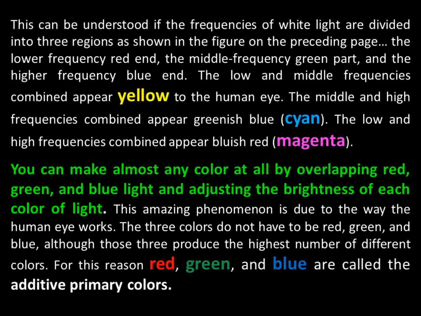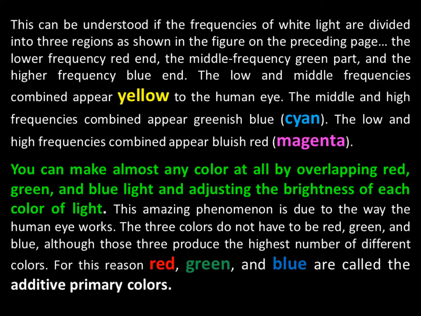This can be understood if the frequencies of white light are divided into three regions as shown in the figure on the preceding page: the lower frequency red end, the middle frequency green part, and the higher frequency blue end. The low and middle frequencies combined appear yellow to the human eye. The middle and high frequencies combined appear greenish blue or cyan. The low and high frequencies combine to form the bluish red magenta. You can make almost any color at all by overlapping red, green, and blue light and adjusting the brightness of each color of light. This amazing phenomenon is due to the way the human eye works.